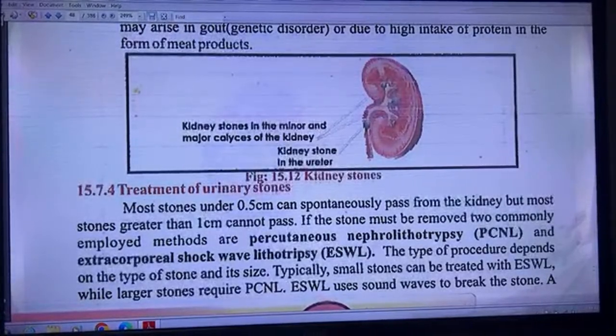Typically, small stones can be treated with ESWL, while larger stones require PCNL. ESWL uses sound waves to break the stones.